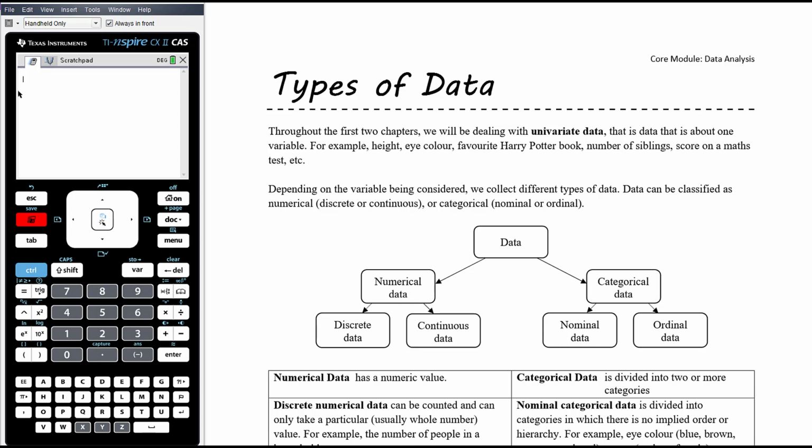Then within each of those 2 types of data, numerical data versus categorical data, all data can then be divided into 2 further types. So we end up with 4 different data types that you're going to need to be able to identify. Numerical discrete data, numerical continuous data, categorical nominal data, categorical ordinal data.